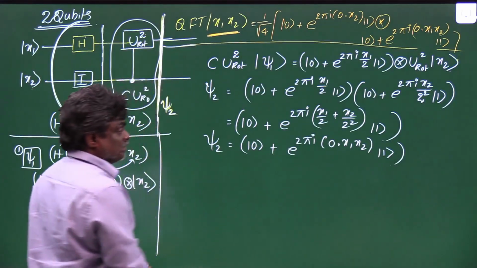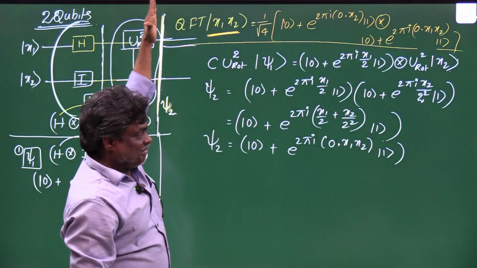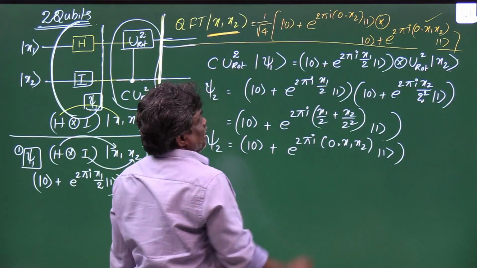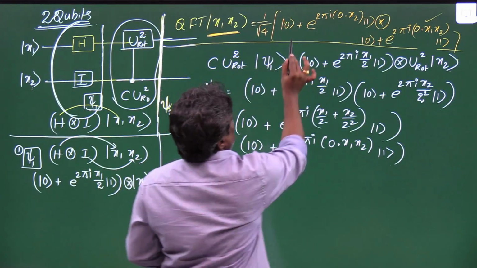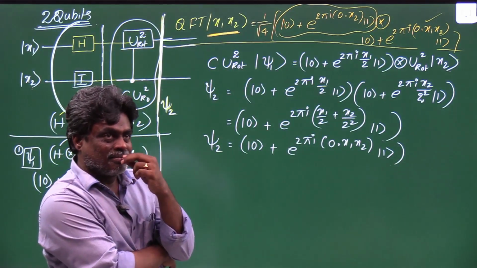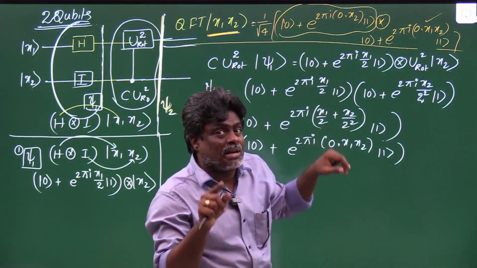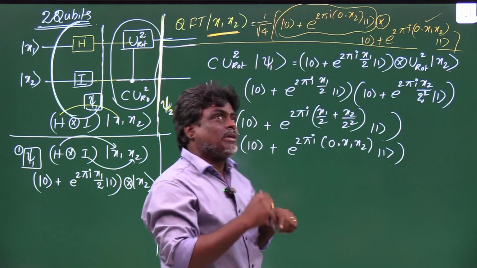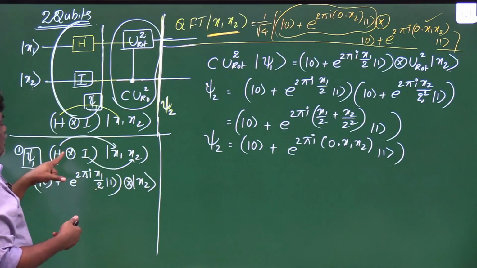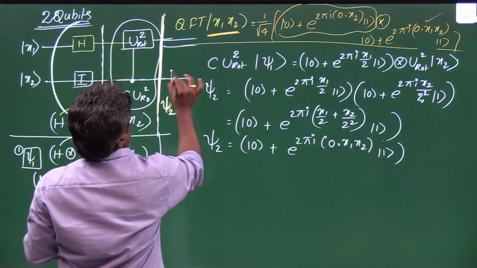This is psi 2. Finally I got psi 2, but it is not matching with my answer. What is missing? Please observe. This term I got already, but one more term is needed, this one. Could you please tell me how you will get this? We want only point x2. I have to operate on that x2. Which gate? Point x2 is nothing but x2 by 2. Which gate? That will be your rotation. No, only 2. Okay, Hadamard. That's it. This is what we forgot.